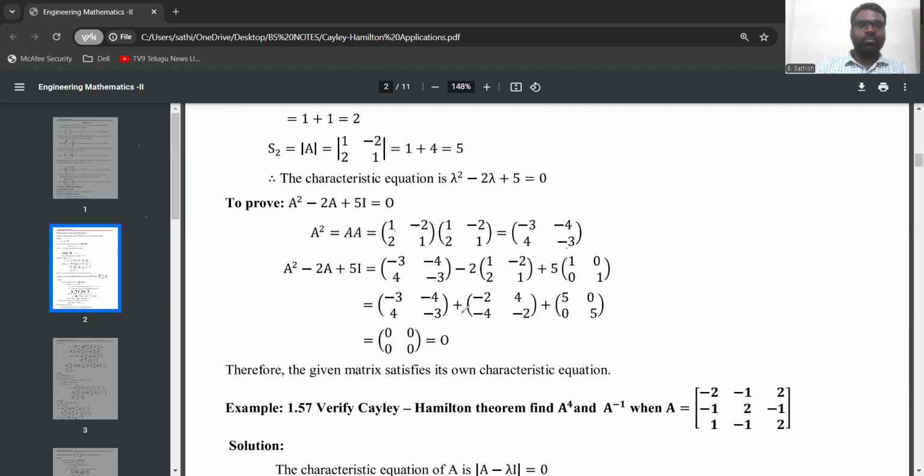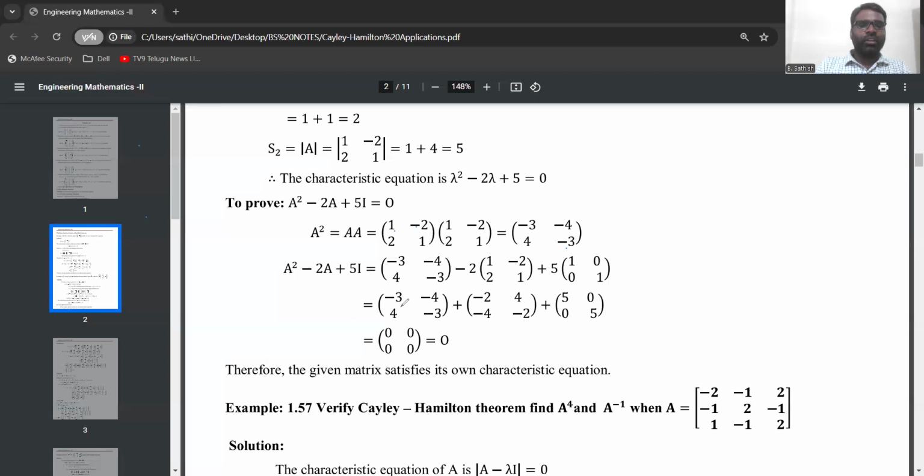So therefore, we are getting plus minus 2, minus of minus plus 4, next to minus 4, minus 2. And multiplying this 5 with all the elements of the unit matrix, we will get 5, 0, 0, 1. Now the sum of all these matrices is nothing but adding the corresponding elements in each matrix.